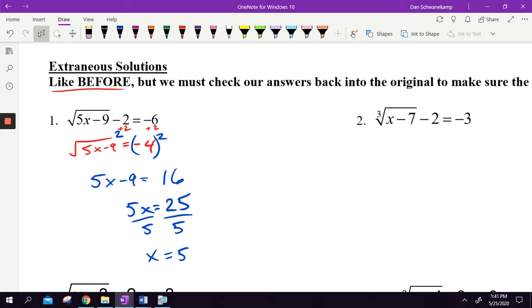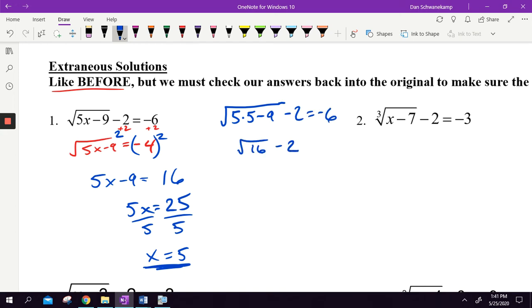All right, this is kind of a strange concept here. If I were to take 5 and plug it back in, so let's plug it back in. 5 times 5 minus 9 minus 2 equals -6. 25 minus 9, that would be the square root of 16. The square root of 16 is 4. 2 does not equal -6.